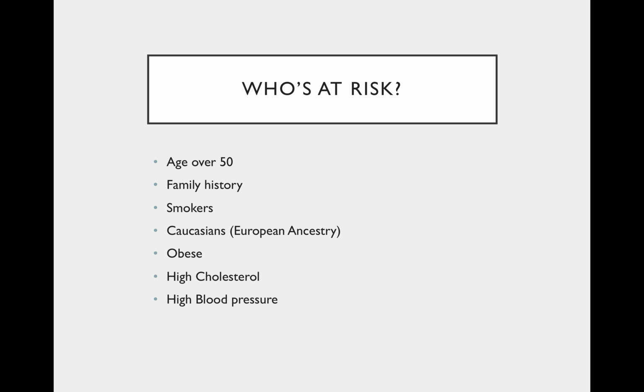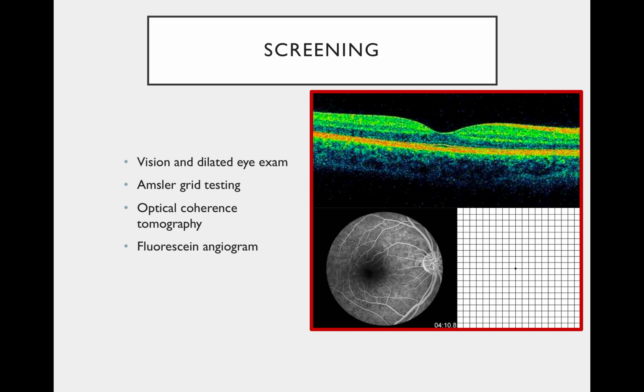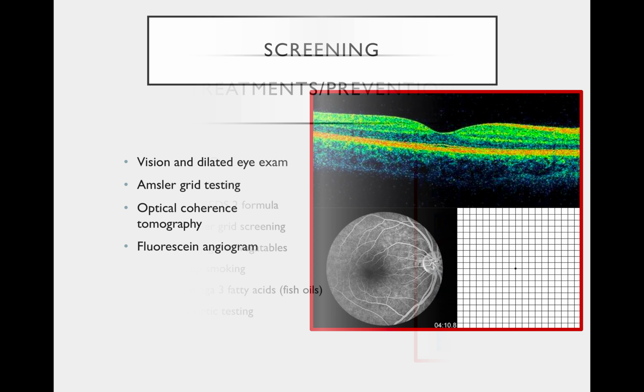Who's at risk? Well, those over the age of 50, those that have a family history, smokers, those of European ancestry, those that are obese, and those with a history of high blood pressure and high cholesterol. Screening is important. Routine, dilated exam, Amsler grid testing, and additional testing depending on findings can include OCT and fluorescein angiogram.